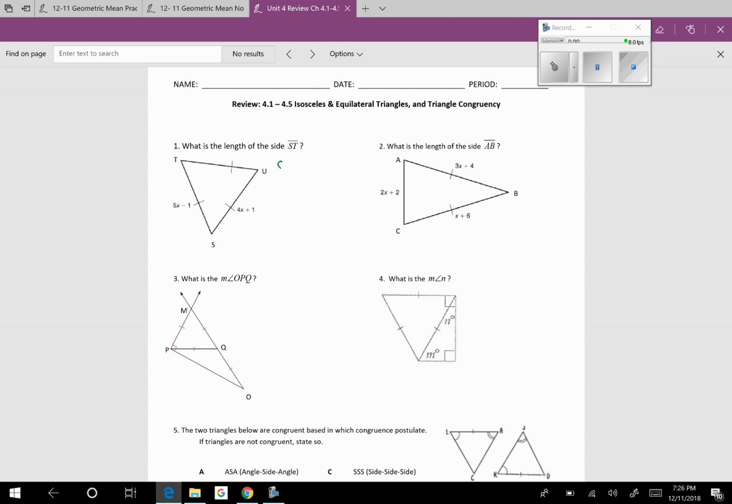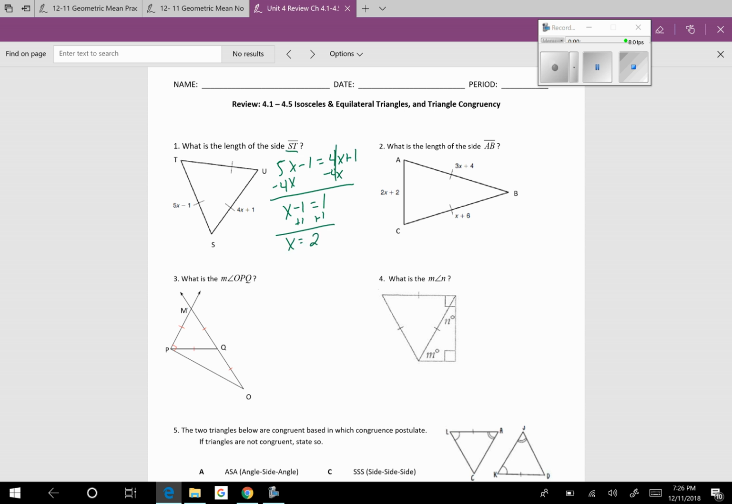So I have to write 5x minus 1 is equal to 4x plus 1. And so now I just solve for x. So minus 4x, minus 4x. I get 5x minus 4x is x, and then minus 1. And over here we just have the 1 left over. So plus 1 on both sides. So we have x is 2.